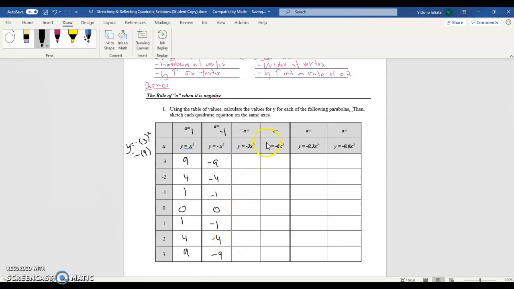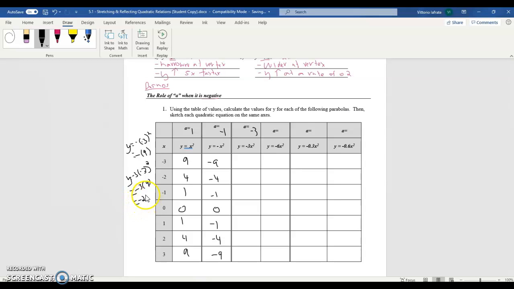And then likewise, we can try over here. We have our a value is negative 3. So we can go try to find the y values for when x is equal to negative 3, negative 2, negative 1, 0, 1, 2, 3. So I'll do an example with you here. So y is equal to negative 3 times, let's put our negative 3 in there, and then square it, which is equal to negative 3 times, negative 3 squared is 9, which is negative 27.